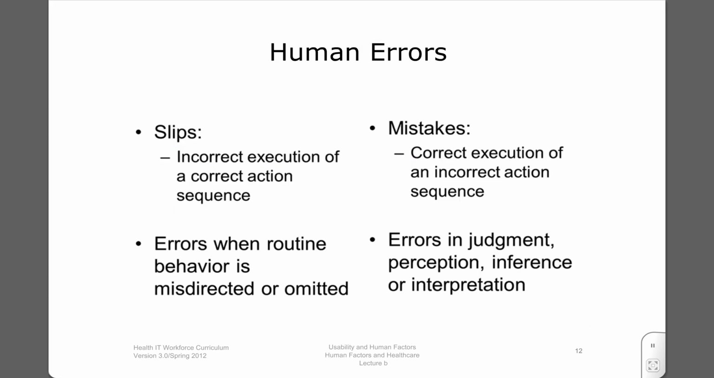I'd like to introduce a couple of important distinctions that will help us understand the nature of human error. We can distinguish between slips, in which the actor selected the appropriate course of action, but it was executed inappropriately. A mistake involves an inappropriate course of action reflecting an erroneous judgment or inference. For example, a wrong diagnosis or misreading of an X-ray.